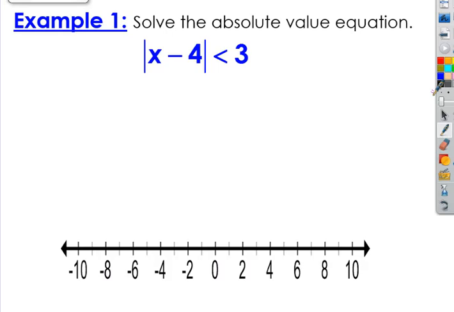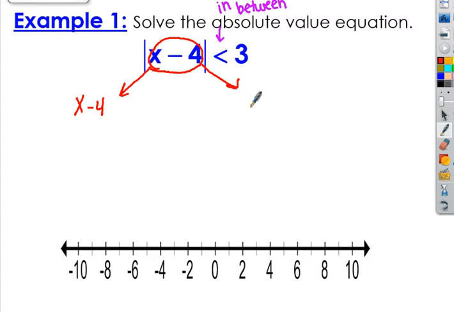So let's talk about how to solve them. First of all, I know this is going to be an and statement when I'm done, which means I should shade in between my two numbers. But what I'm saying is that what's inside here, this x minus 4, has to be smaller than 3 units away. So I'm still going to use x minus 4 both times, but this one can be smaller than 3 or bigger than -3.